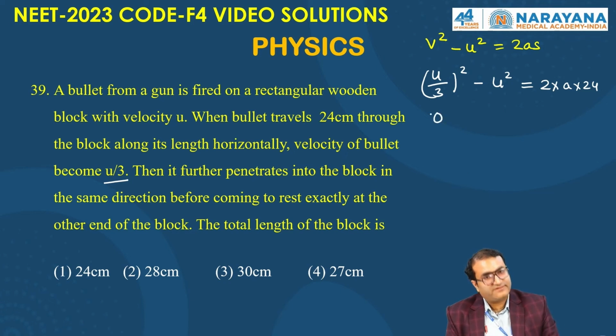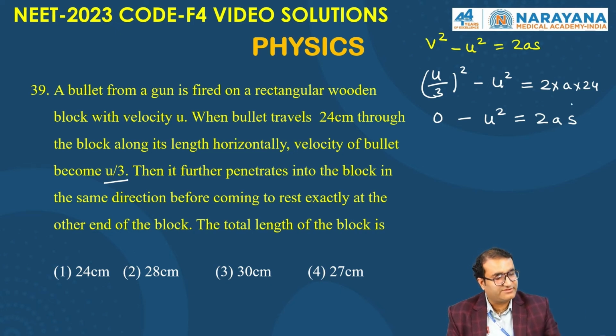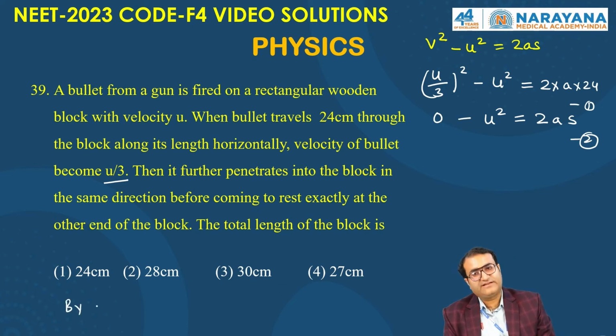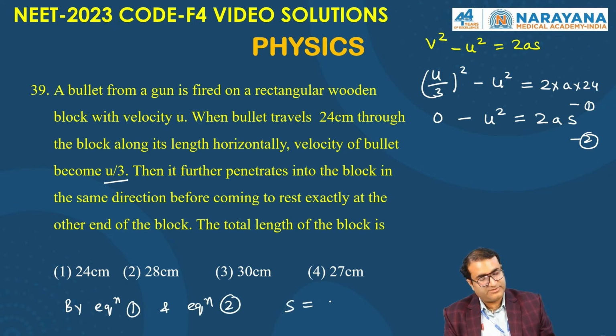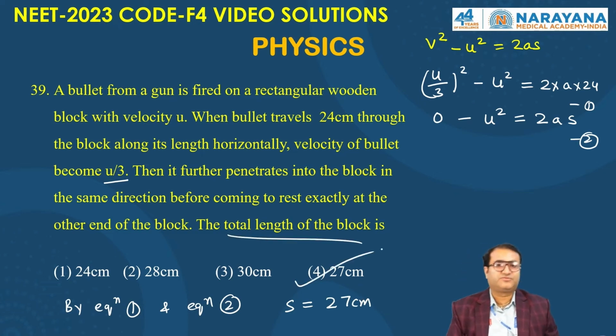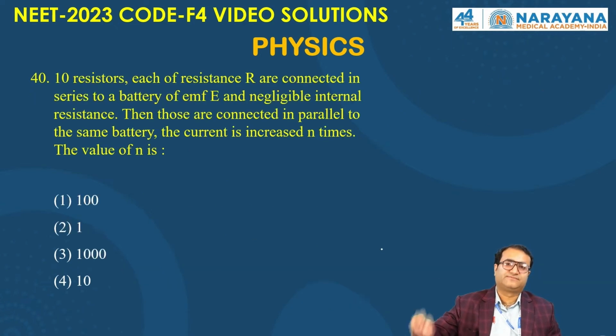Finally, it is coming to rest. From the initial velocity, let us say total distance traveled by it is s. Just divide both the equations, equation 1 and equation 2. So by dividing equation 1 and equation 2, you will get the value of s. We will get s to be equal to 27 centimeter, and s is the total distance traveled by it, which will be equal to the total length of the block. Fourth option we can mark as answer.